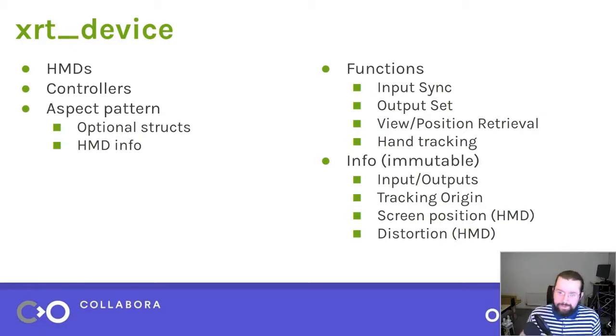There are various functions which allow you to synchronize the input, get the input, set output, so you can vibrate your controller, you can retrieve the positional tracking, and we also just recently added hand tracking, so you can get that from the device. And you also have a fixed set of information about the hardware, so you can get the screen position, the distortion, what origin it is in the tracking system, or you can have various tracking systems all combined. So this is also information that's there.